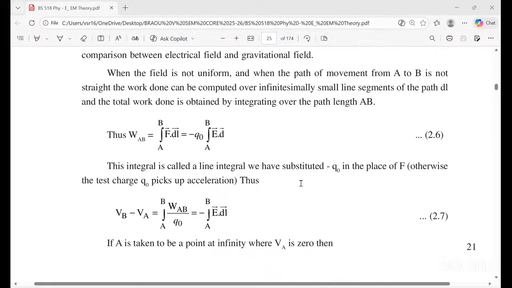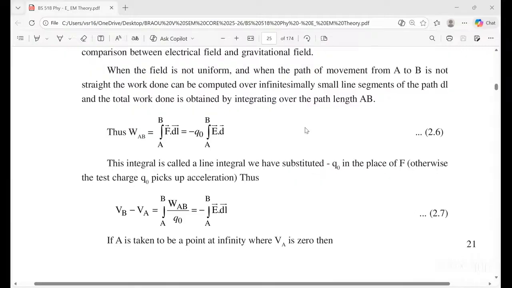So this is the one thing here. But now the integral form. Whenever the electric field is not uniform, the field value may vary at different points. So when the path, that means the direction in which the point charge or test charge is going to move, between the two points A and B, is not straight, the work done can be computed over infinitesimally small line segments, denoted here as dl. From the figure you can easily estimate.